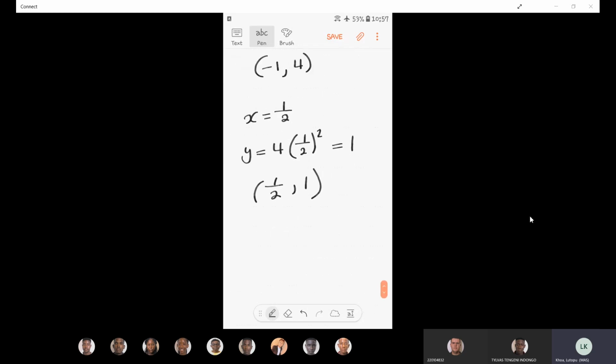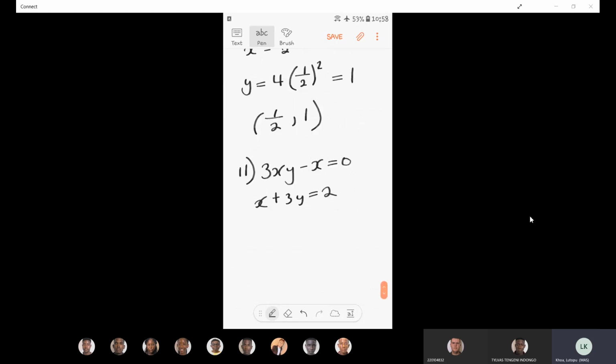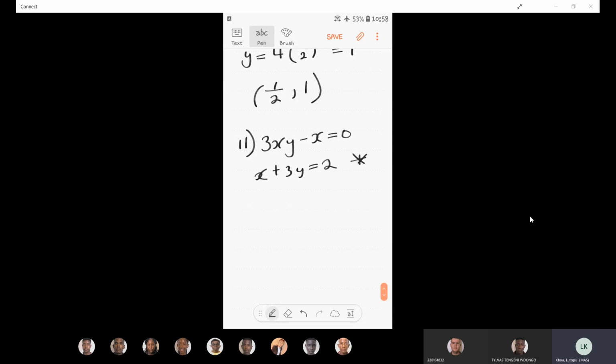Number 11, we have 3xy minus x is equal to 0, and then x plus 3y is equal to 2. So it's easier to make x the subject of the formula with this equation over here. So I rewrite it as x is equal to 2 minus 3y. And everywhere I have x over here, I'm going to substitute 2 minus 3y. And then over here, I'm going to substitute 2 minus 3y.